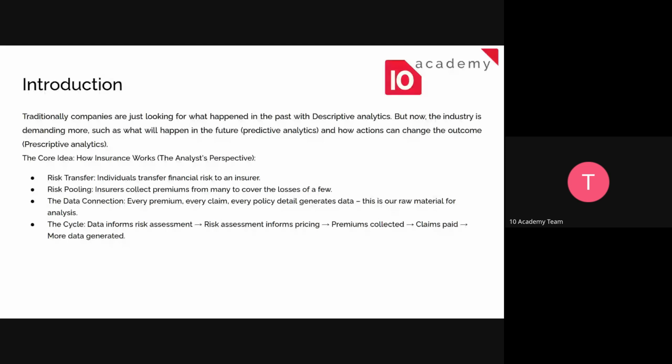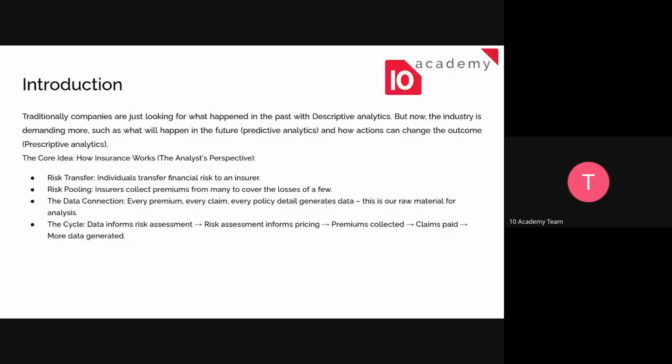Traditionally, companies just looked at what happened in the past with descriptive analytics, but now the industry is demanding more, such as what will happen in the future. Before that, the core idea of how insurance works, from the analyst perspective, is first risk transfer: individuals transfer financial risk to an insurer. And then there is risk pooling, where insurers collect premiums to cover the loss of a few. That is what they pay at the end of the day.